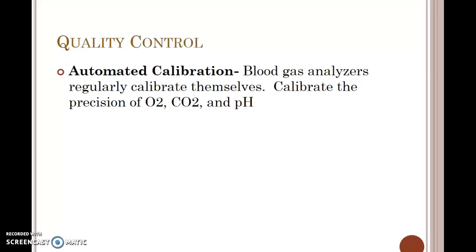Automated calibration: blood gas analyzers regularly calibrate themselves, and the things that they calibrate are the oxygen electrode, the carbon dioxide electrode, and the pH electrode.